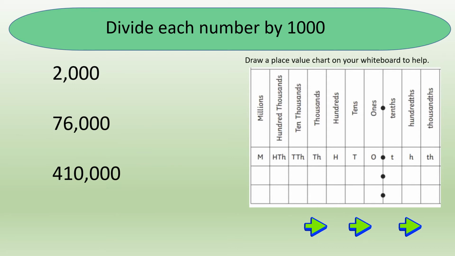Now it's your turn. Draw a place value chart on your whiteboard to help you with the method. Then try dividing each of the numbers on the screen by 1,000. Pause the video to give yourself a chance to do this.